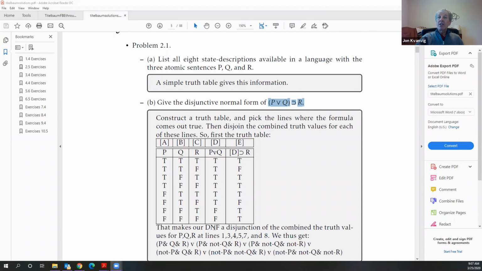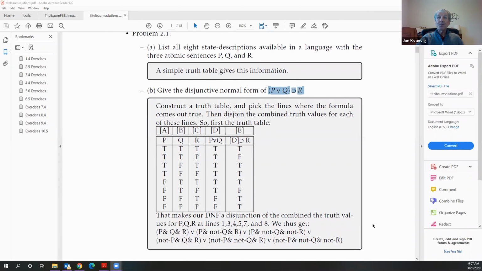So that makes our disjunctive normal form a disjunction of the combined truth values for P, Q, and R at lines 1, 3, 4, 5, 7, and 8. We thus get, and then I wrote it out by hand. I wrote it out rather than just reading it off for you. That's the 6 lines of the truth table with the relevant truth values for P, Q, and R.